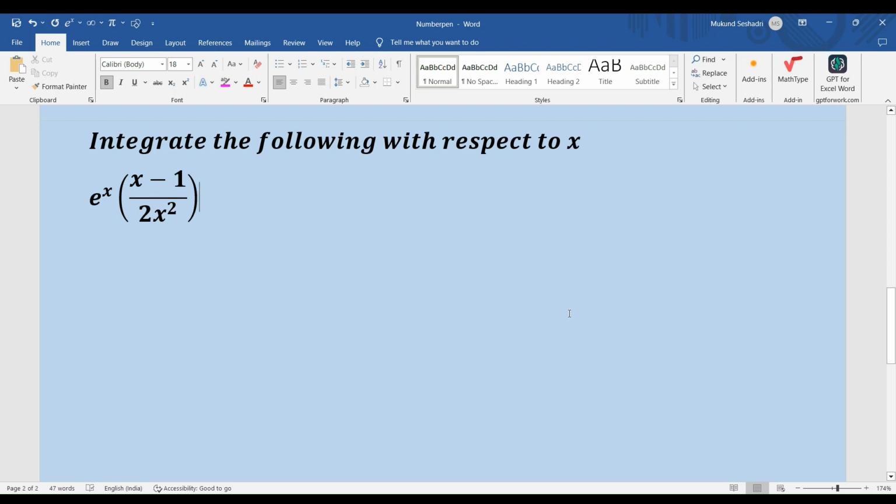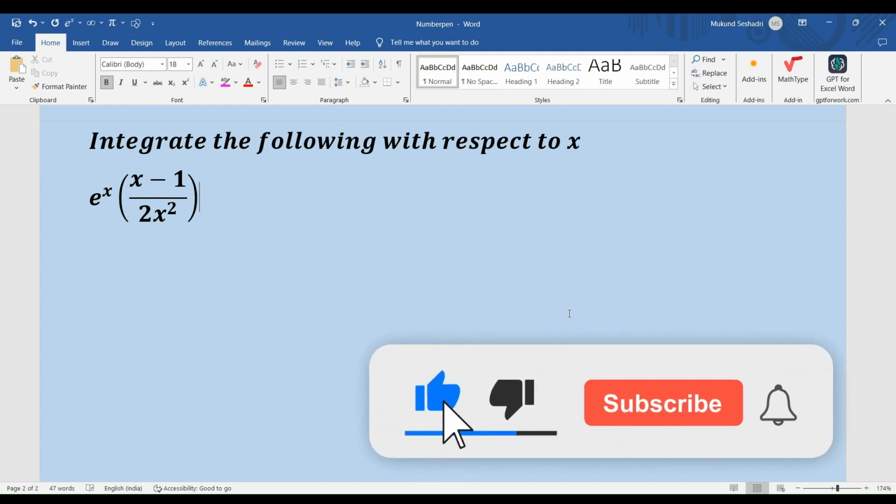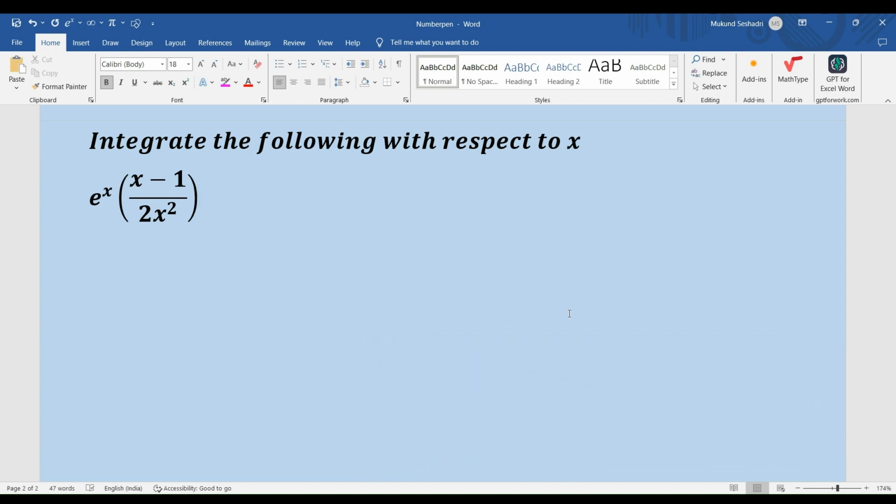So there we have the problem on the screen. Integrate the following with respect to x. We have e to the power x times (x minus 1) the whole divided by 2x squared. Right? So what we've been given is dy by dx and we've been asked to find y. And my y is nothing but the integral of the given expression. So let's write down what our y is.